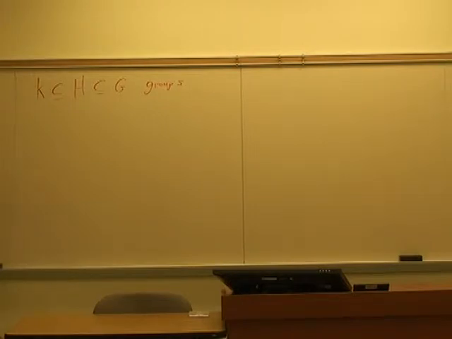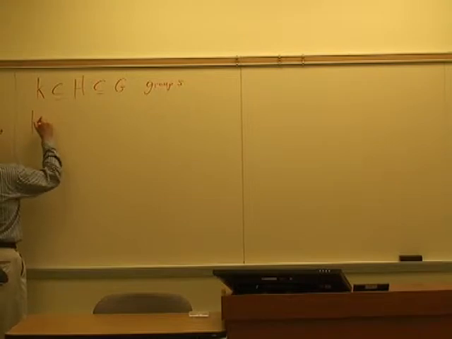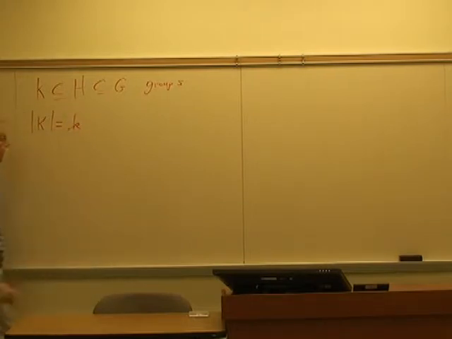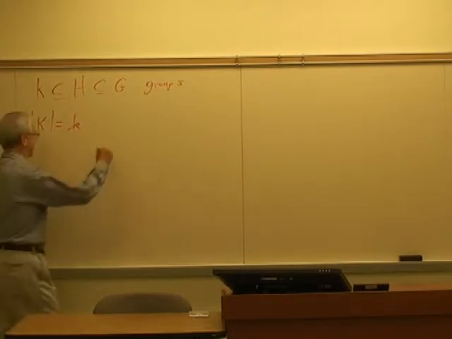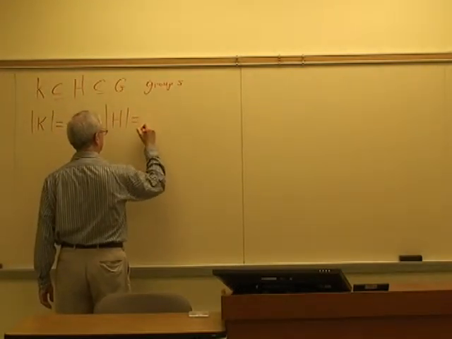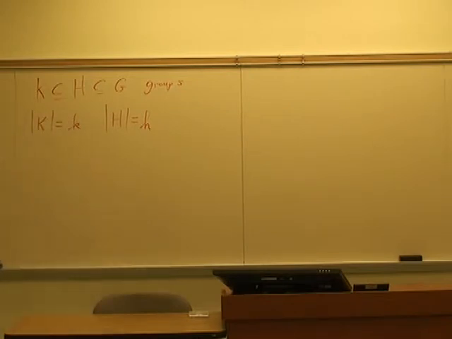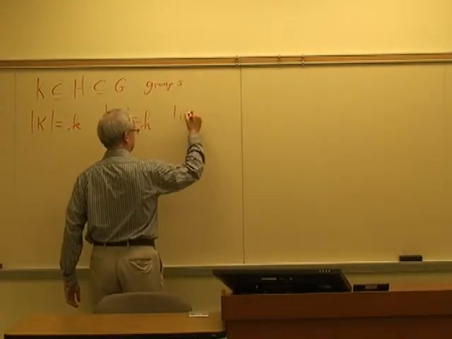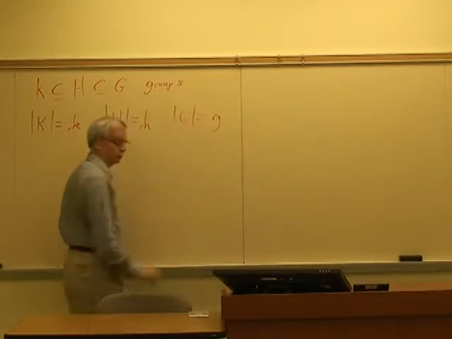So let's define some things to get this problem done. It's not that hard if you look at it this way. Let's define the size of the group K to be k. And the size of the group H to be h. And the size of the group G to be g.